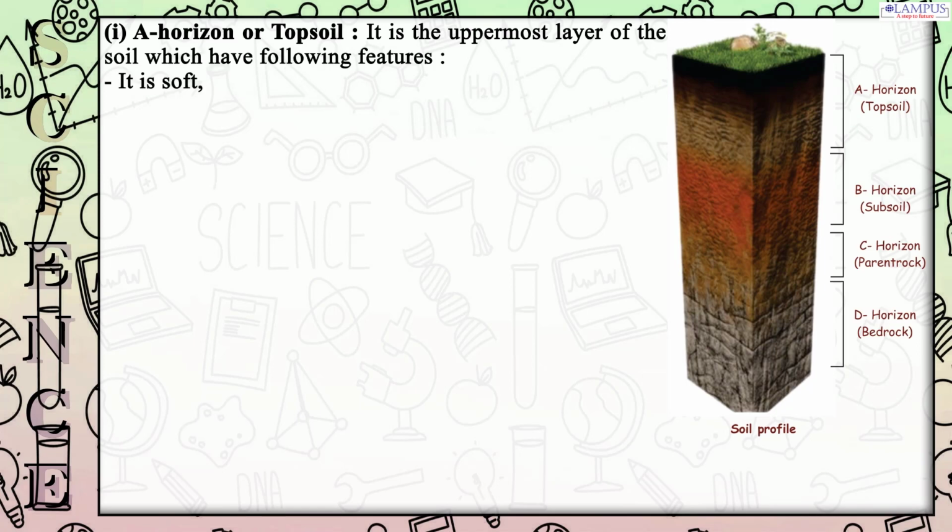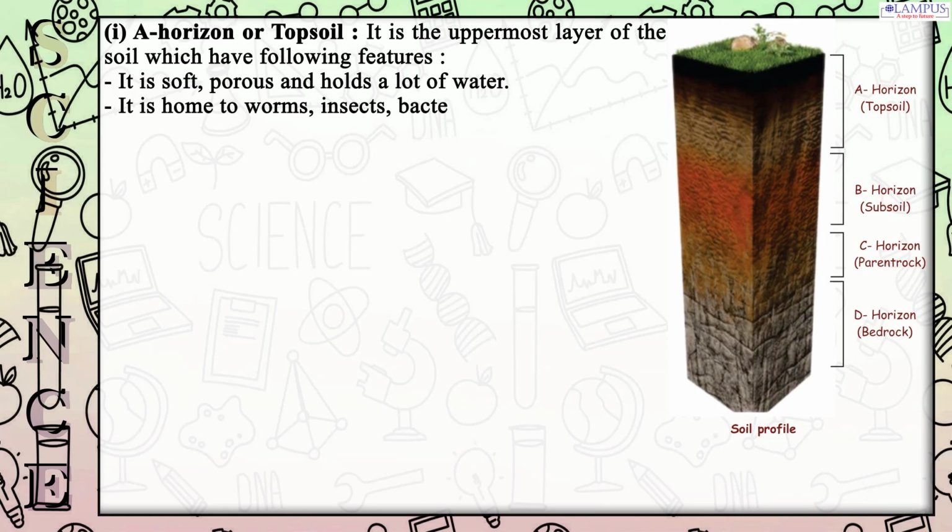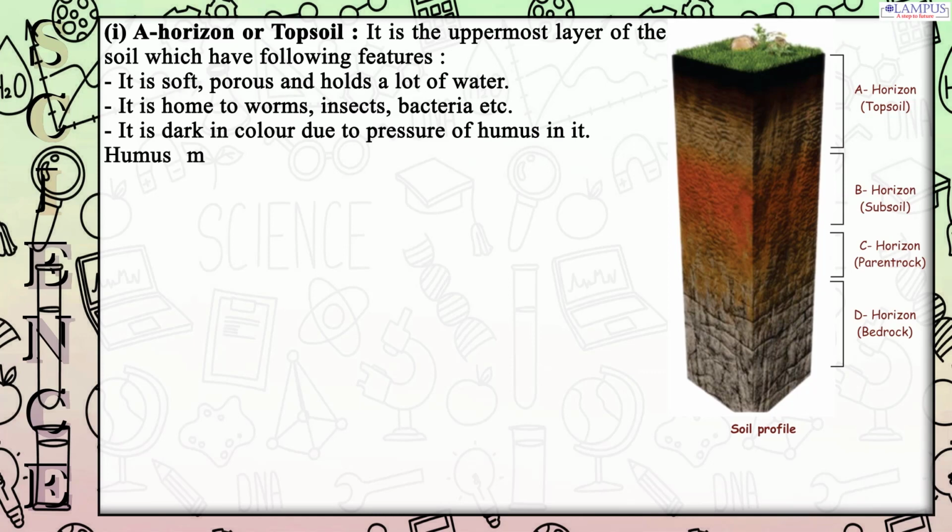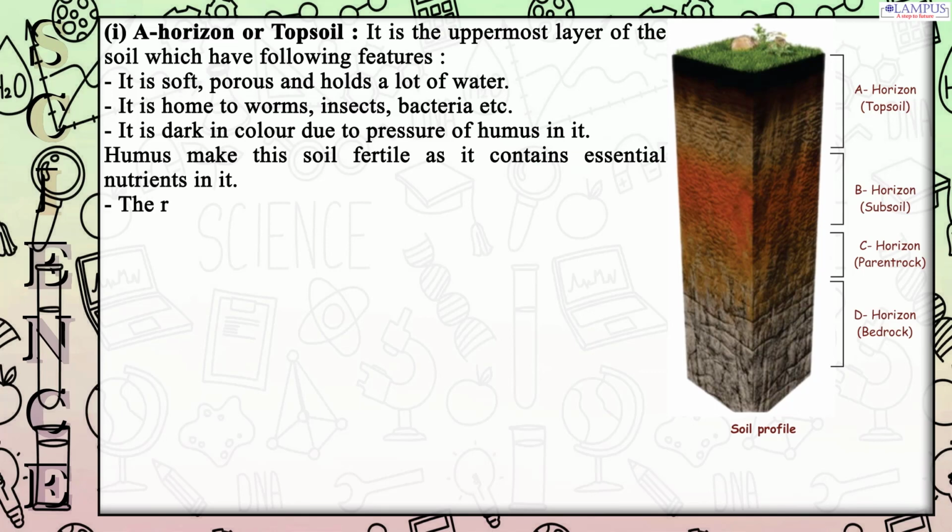It is soft, porous and holds a lot of water. It is home to worms, insects, bacteria etc. It is dark in color due to the presence of humus in it. Humus makes this soil fertile as it contains essential nutrients. The roots of small plants are trapped in this layer.